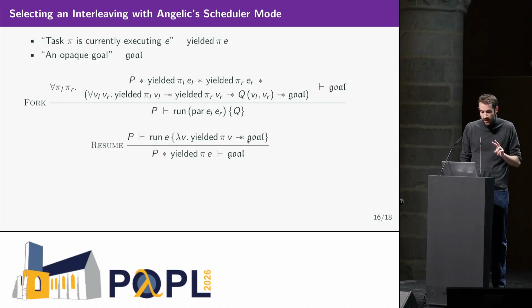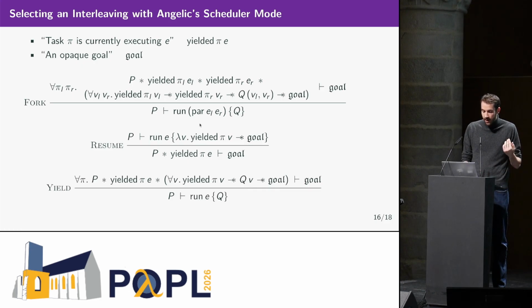All right, so these two rules allow you to really execute fully one task or the other, but we also have a rule to yield and stop the verification at any point in the proof. So if our goal is run E, we can at any time suppose a new task identifier pi, and suppose that pi is executing E, that when pi reaches a value V and the post-condition holds, we have the goal, and we just need now to prove the goal, and we can switch to another task.